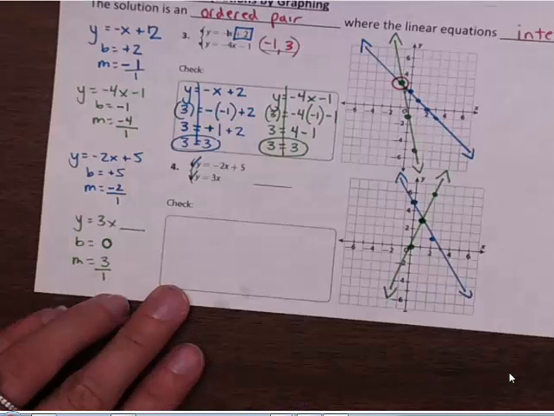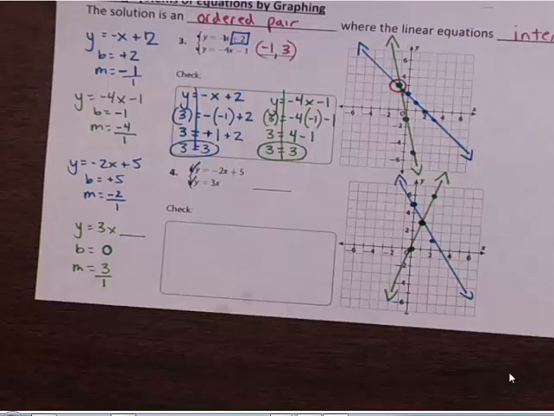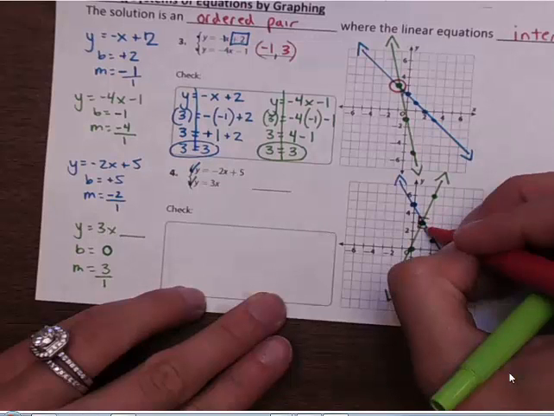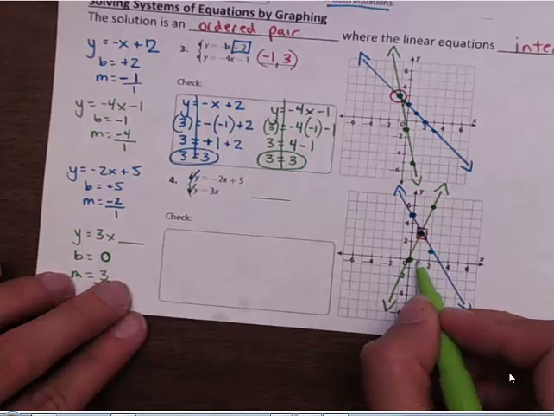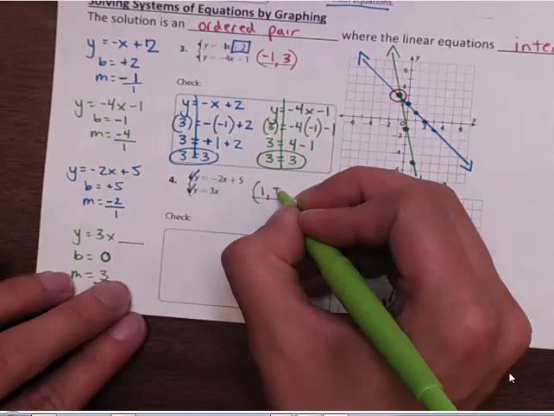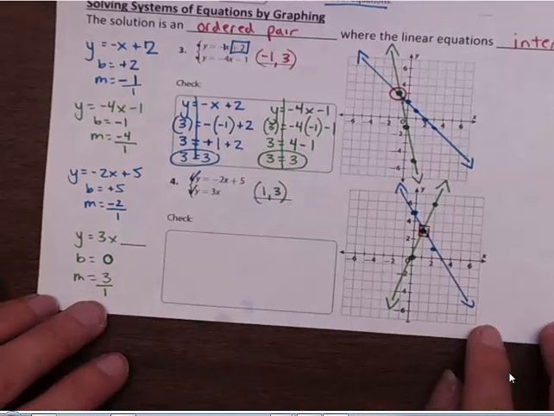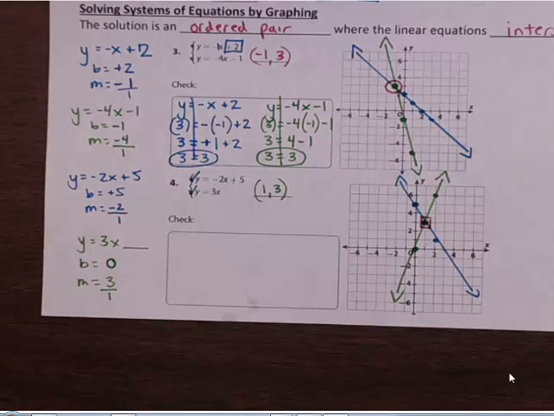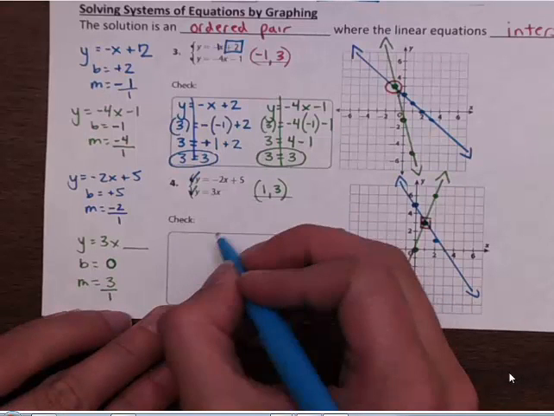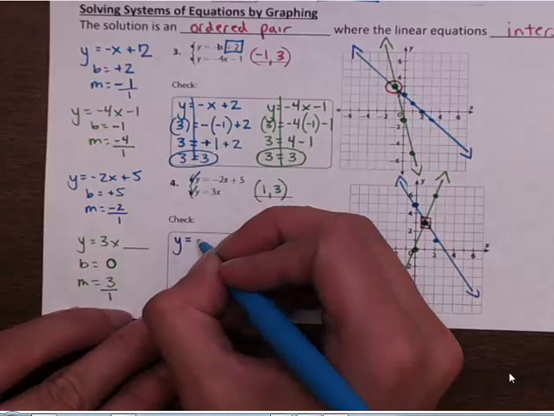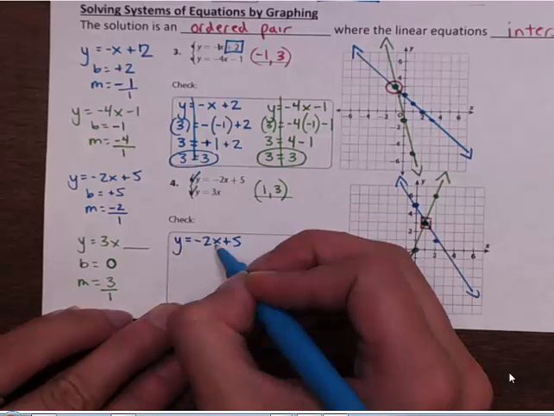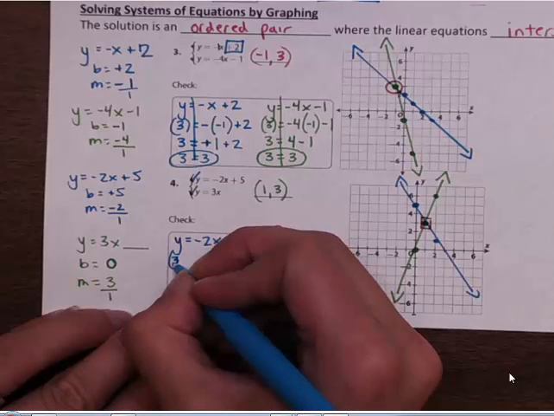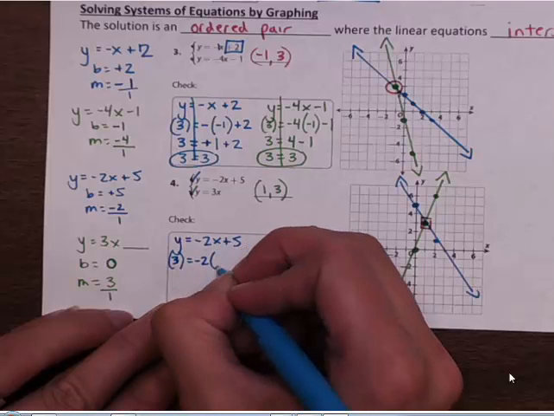And it looks to me like my point of intersection is right here, which would be the point 1, 3. So in parentheses, 1, comma 3. Okay, to check this, I'm going to use my equations and substitute our solution in the equations to see if it's a true statement. So y is equal to negative 2x plus 5. I'm going to plug in 1 for my x, 3 for my y. And make sure we use parentheses when we substitute.